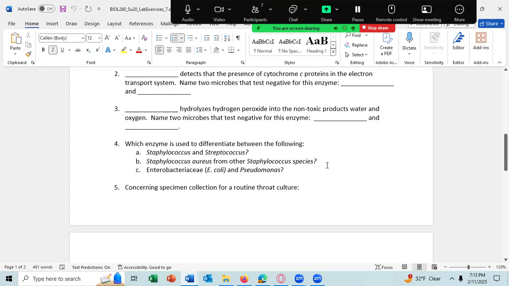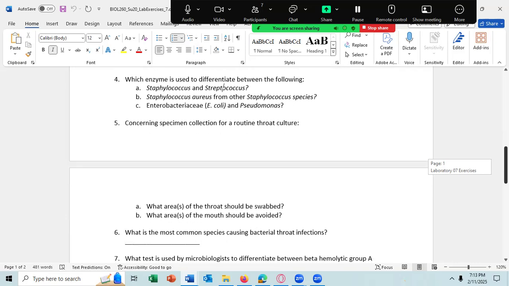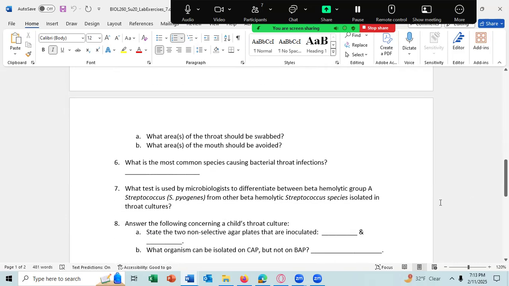Which enzyme? And then for 4C, how do you distinguish Enterobacteriaceae, such as E. coli, from the Pseudomonaceae? Which enzyme? And then 5, concerning specimen collection for a routine throat culture, what areas of the throat should be swabbed? Give that answer there. And then what areas of the mouth should be avoided?